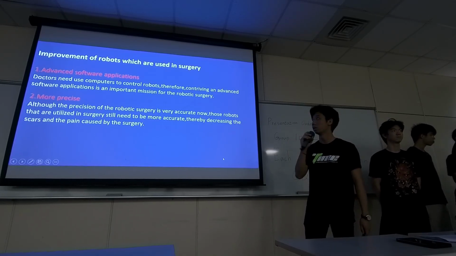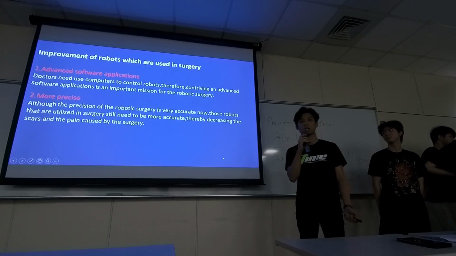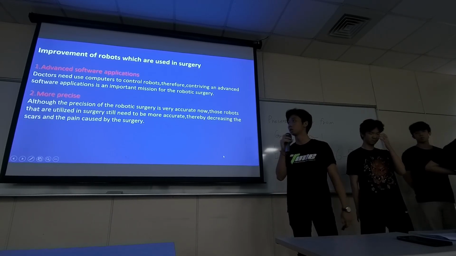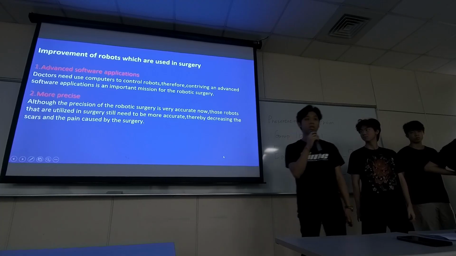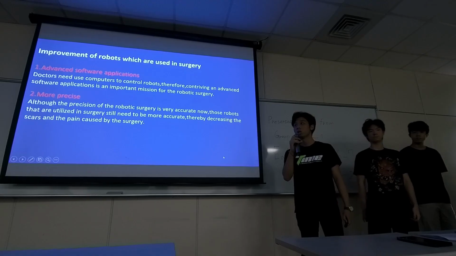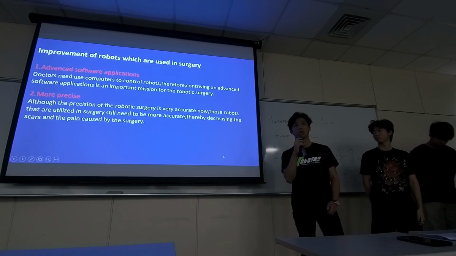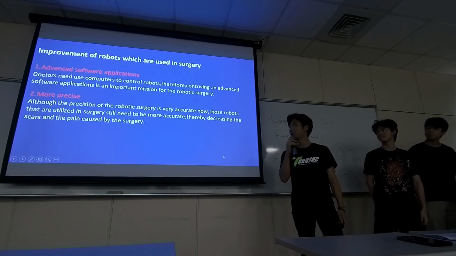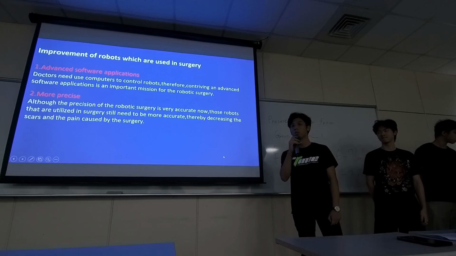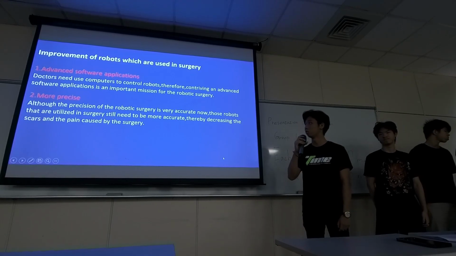First of all is advanced software applications. A doctor uses a computer to control the surgical procedure, and in terms of electronic gadgets, hardware and software are both important. Even if we have good hardware improved by engineering, if we have an old-fashioned algorithm, it is hard for a robot to perform well enough to reach the point where the whole healthcare system relies on robots.